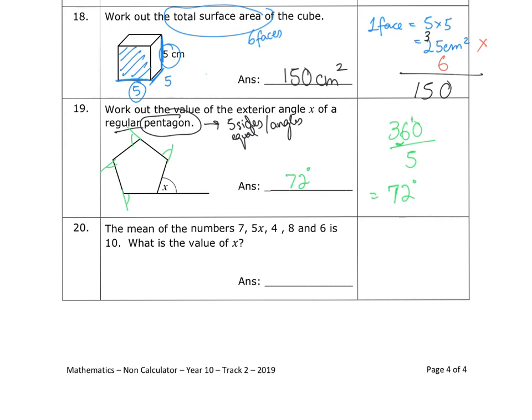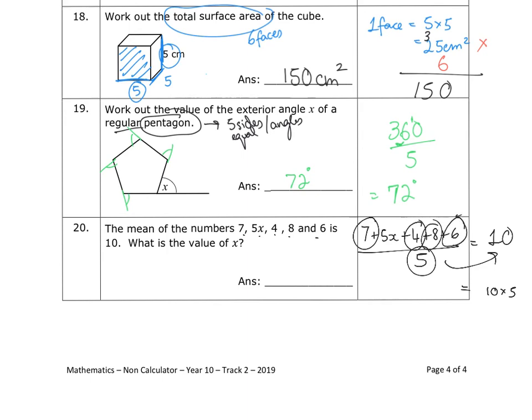All right, engineers. Now, the mean of the numbers 7, 5x, 4, 8, and 6 is 10. What is the value of x? So we know that when we add 7, 5x, 4, 8, and 6, divided by the 5 numbers, the mean is 10. So now, making it the subject, 5 is multiplied by 10, and here we have 7, 4, 8, and 6. So that's 10, 18, 19, 20, 25 plus 5x.